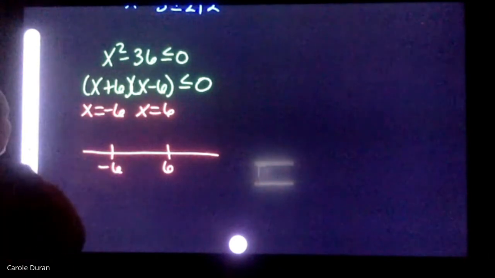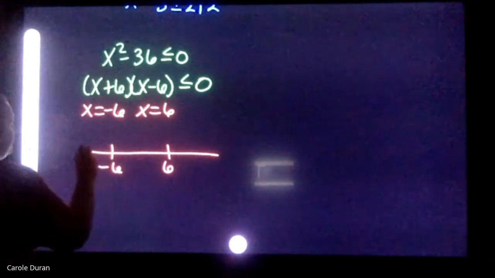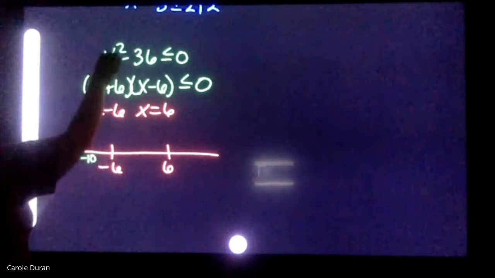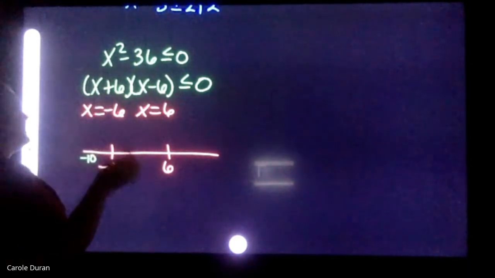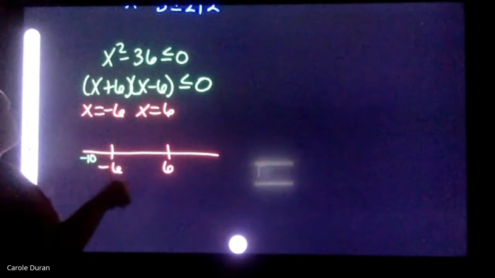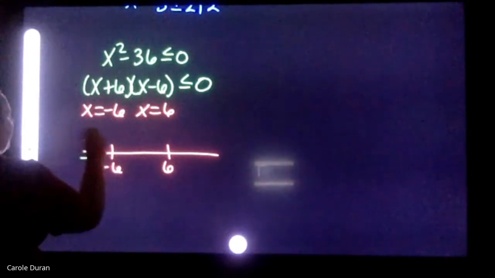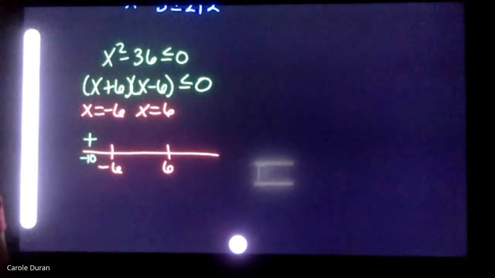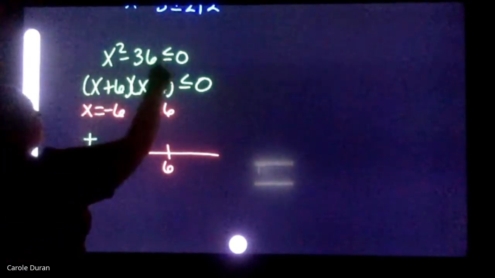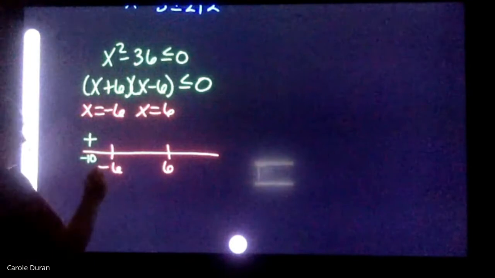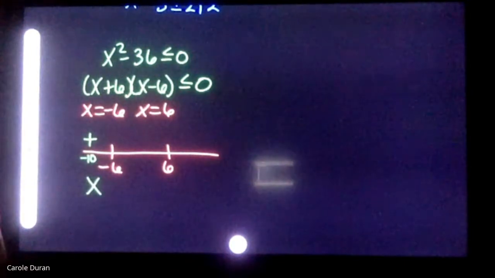So to the left of negative 6, I'm going to pick negative 10. When I plug negative 10 in for x and I square it, I get 10 times 10, which is 100. Minus 36 is a positive 64. So I got a positive answer there, which means that a positive number is not less than or equal to 0. So that part of the interval will not be part of my solution.